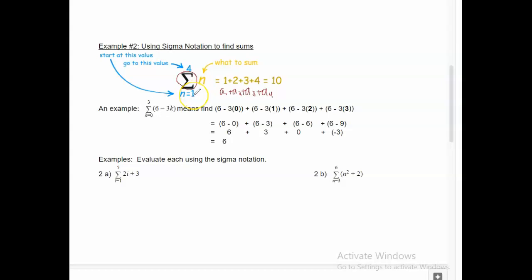So this is like the first term, the second term, the third term, the 4th term. So it's telling me I'm starting by putting a 1 into the formula, and then I'm going to put a 2 into the formula, and then a 3, and then a 4. And my formula is just n.